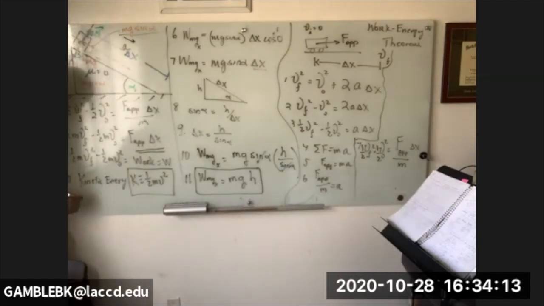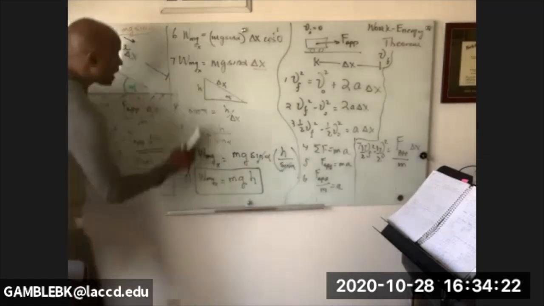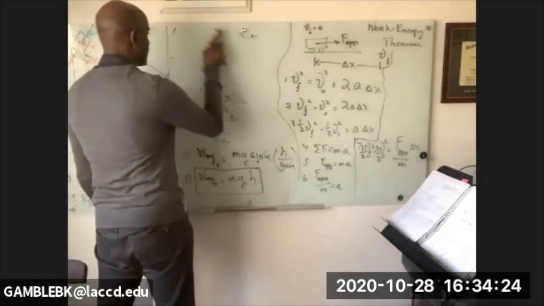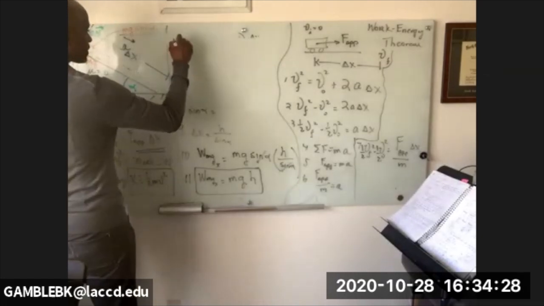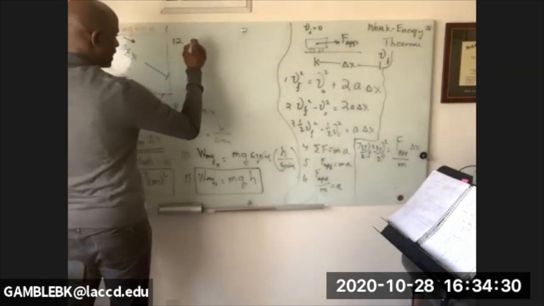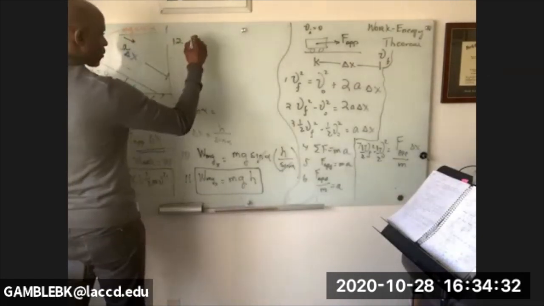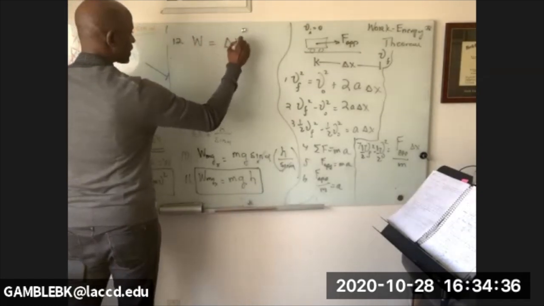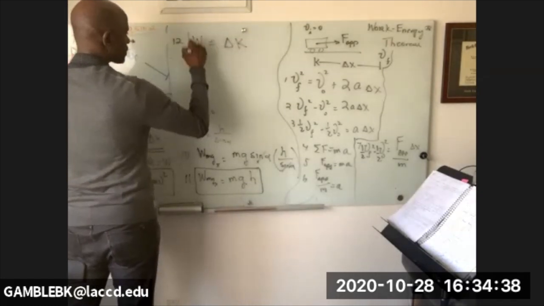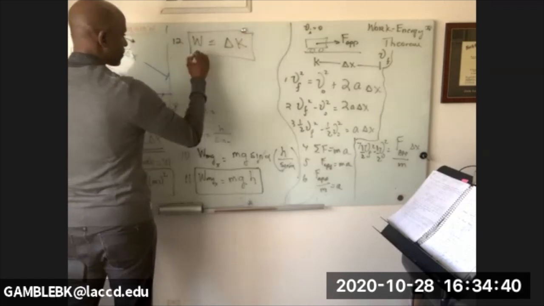is that K final minus K initial equals the work done in a system, or a more succinct way of writing it is that the work done on a system is equal to the change in the kinetic energy of that system, or rather, work equals change in kinetic energy. And this, folks, is the work energy theorem.